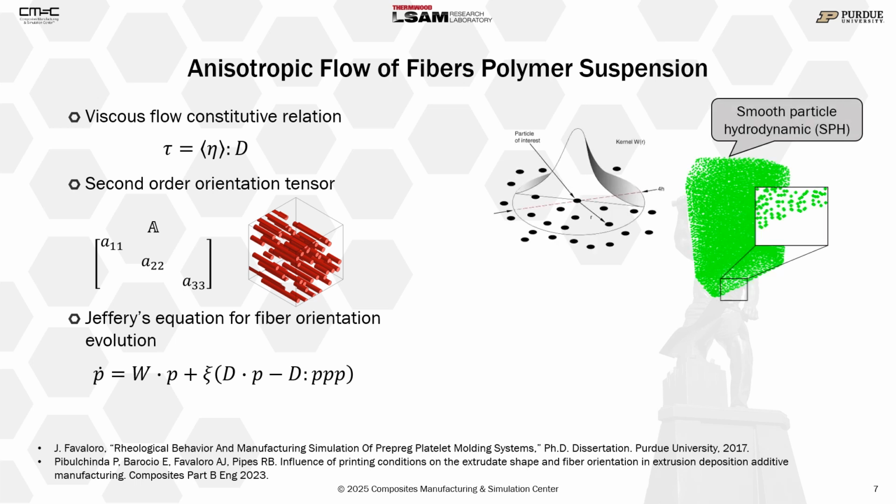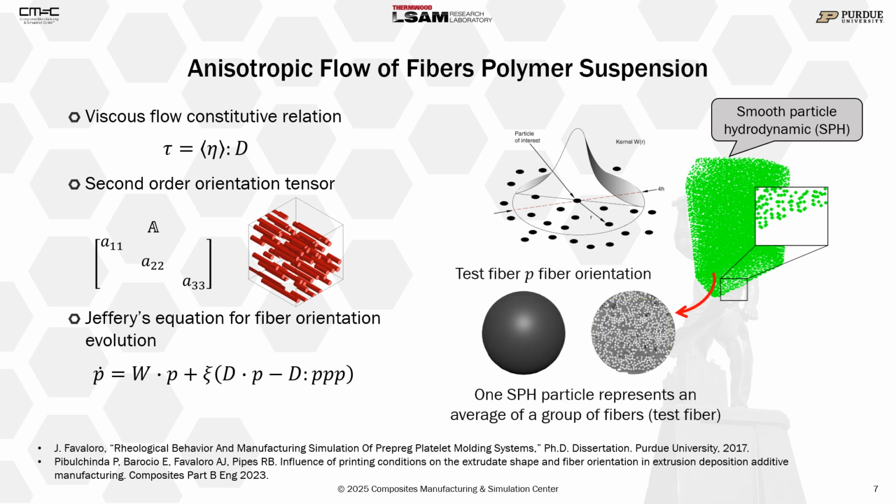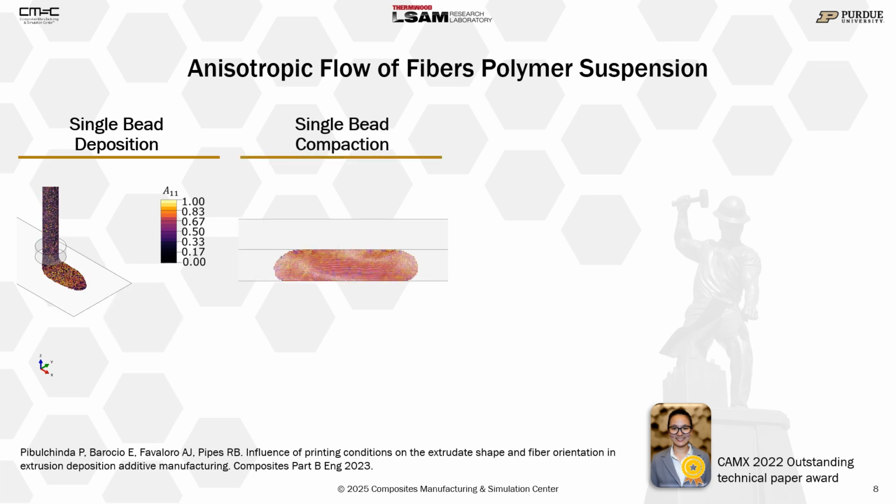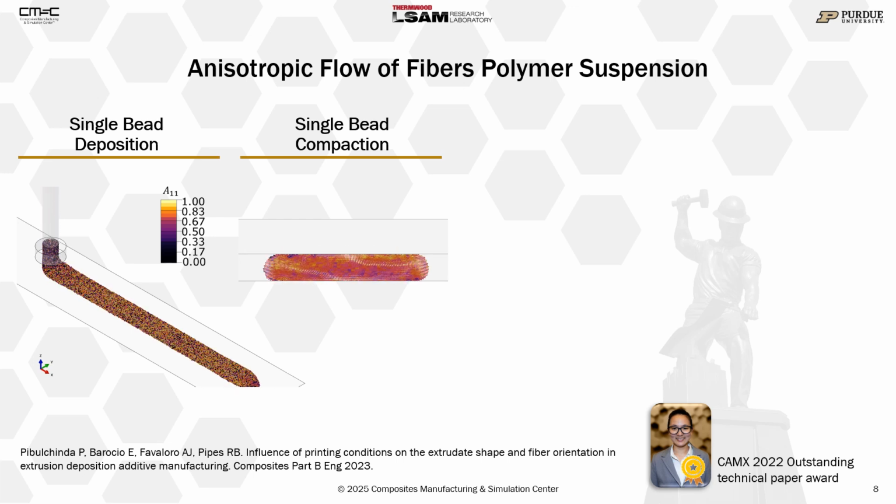This framework is implemented in a SPH numerical technique where we represent a cluster of fibers by a sphere, which has an orientation vector that is tracked explicitly throughout the analysis. Just to show you an example of the flow simulation prediction, so you can see here orientation that develops as the material is being deposited, how that orientation evolves as it's being compacted. In this case, the lighter the color is, the higher the fiber alignment in the print direction.